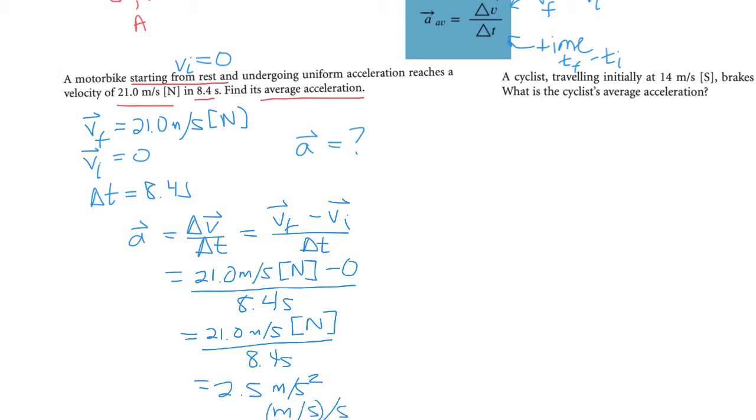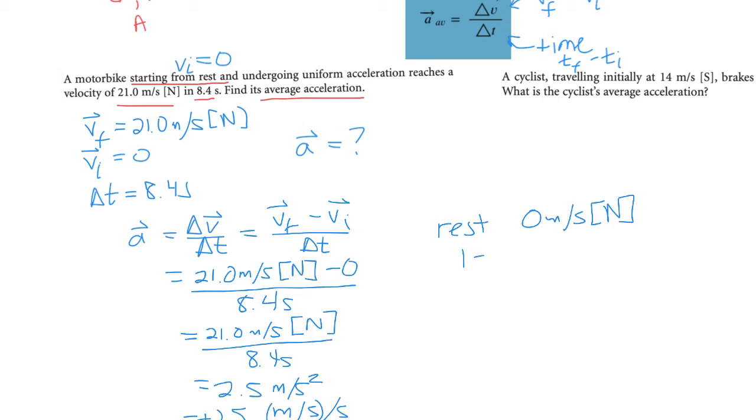So it means every second, the motorbike is increasing its velocity. Because it's positive, it's increasing its velocity by 2.5 meters per second. So if it started from rest, we could actually show that. I'll just erase this because it's running into our other problem, but at rest it was 0 meters per second north.